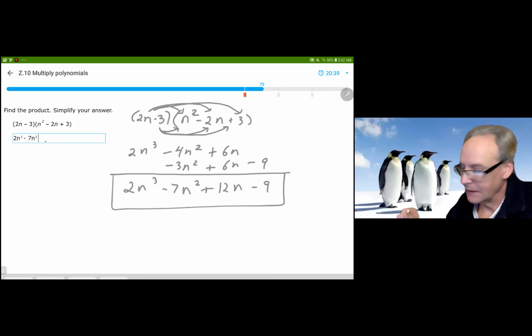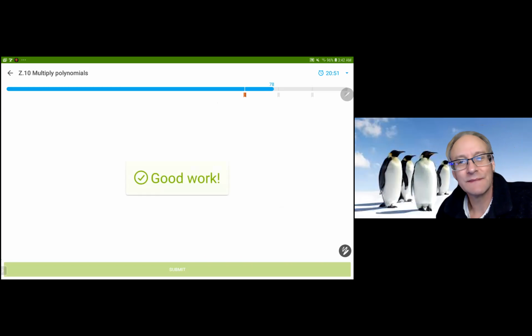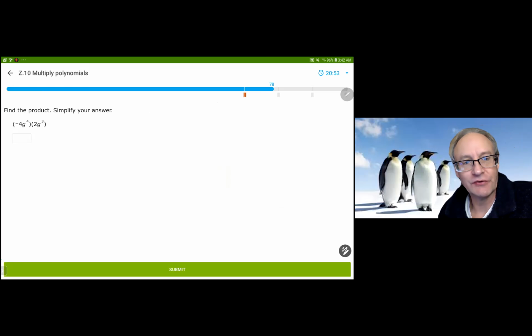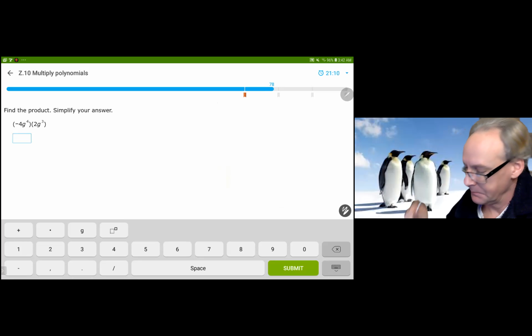Darn it. We have a plus 12n and a minus 9. There it is. I like those. Those are the most fun. Okay, this is a monomial times a monomial, which always gives you a monomial. Be careful. Think about why it is that we have to add the exponents. Don't just be happy with saying, oh, I'm multiplying, so I add the exponents. Anyway, enough said about that.